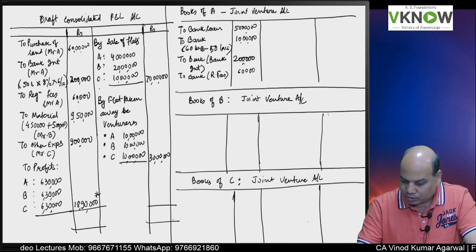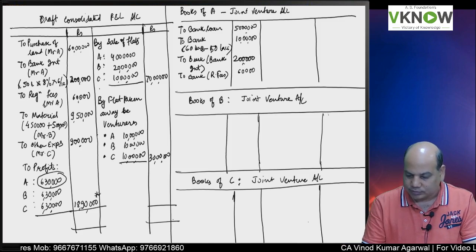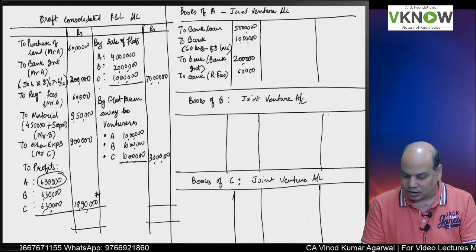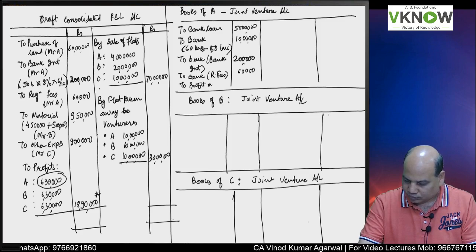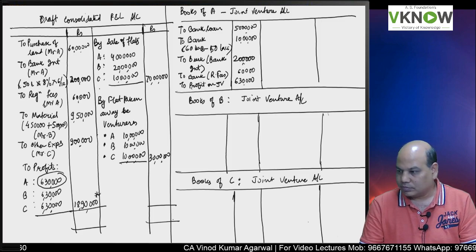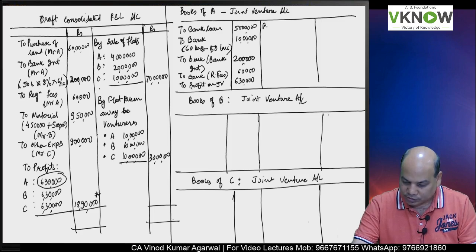So follow the problem, and his share in the profit of joint venture is 6,30,000. So to profit on joint venture, this will be transferred to joint venture. This will be transferred to P&L account, 6,30,000. These are the transactions entered by Mr. A, plus there are two more transactions.